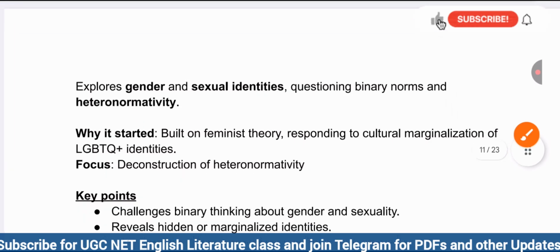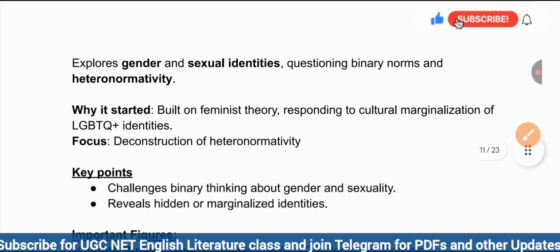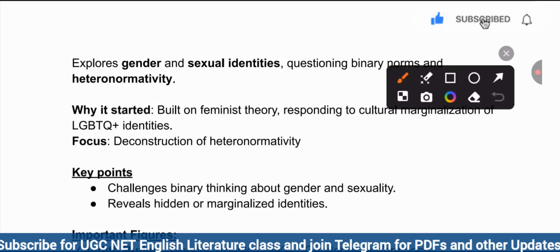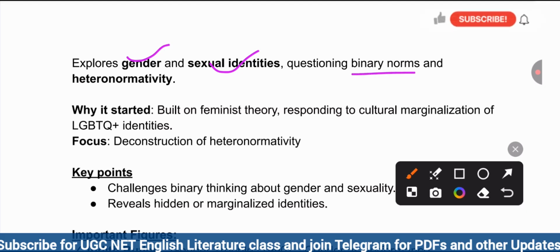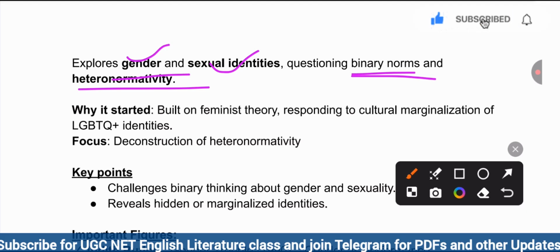Queer theory explores gender and sexual identities, questioning binary norms and heteronormativity. It's important. Queer theory is very, very important, everybody. It started to build on feminist theory when we're talking about gender.